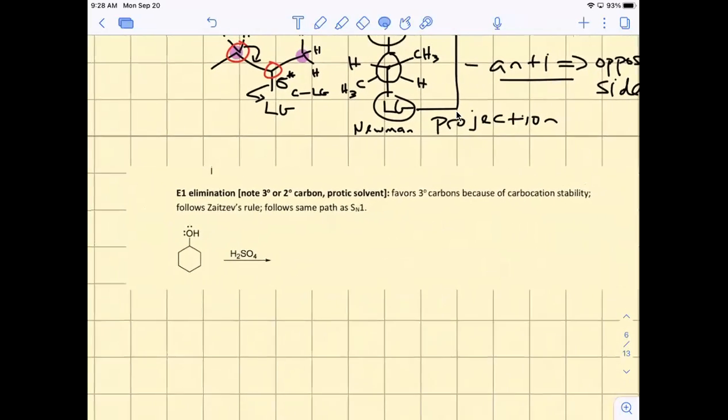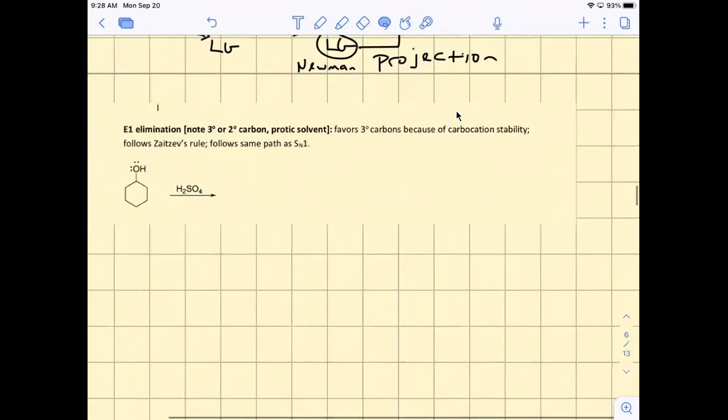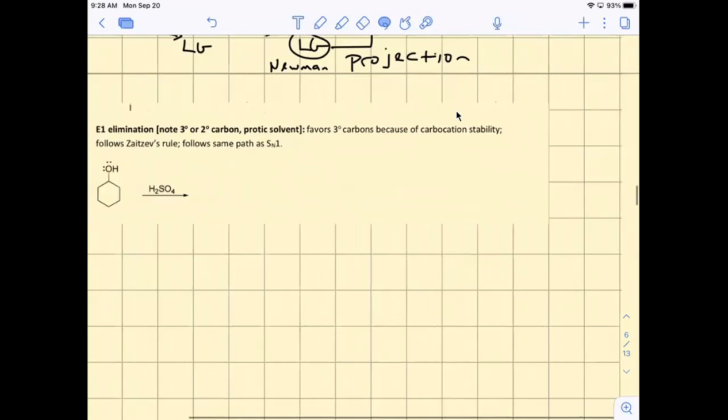All right. So E1, totally different from E2, even though it's still an elimination. Same criteria, tertiary, secondary carbons. Difference here is that it actually works in protic solvents. The mechanism is that you lose your leaving group first. That's your rate determining step. And then after that, that's when the elimination happens.